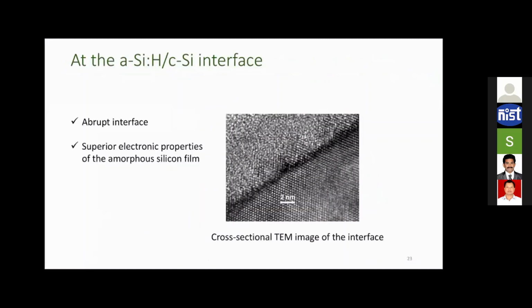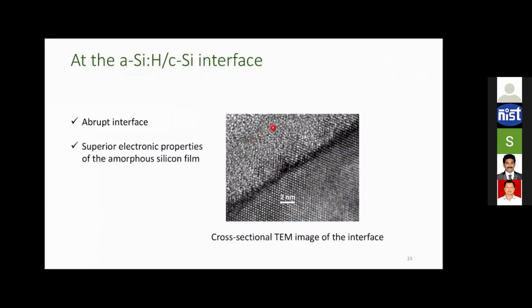So this figure shows you a cross-sectional TEM image, transmission electron microscopic image, of a crystalline silicon and amorphous silicon interface. This is the crystalline silicon, where you can see the nicely arranged periodic pattern of the silicon atoms, and this is amorphous silicon, and because of its amorphous nature, the image is blurred here. You cannot identify the exact position of the silicon atoms.